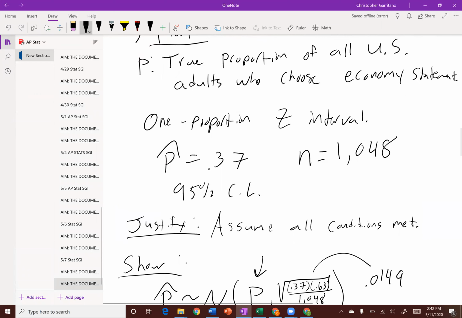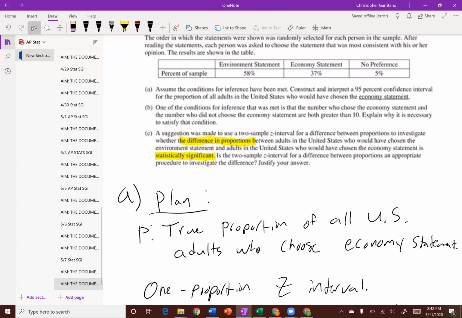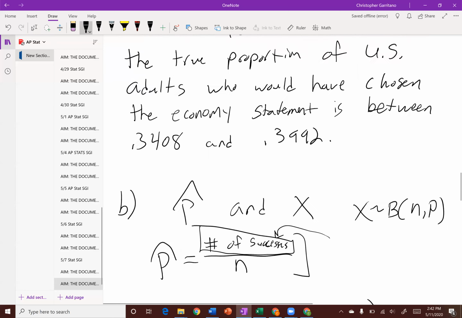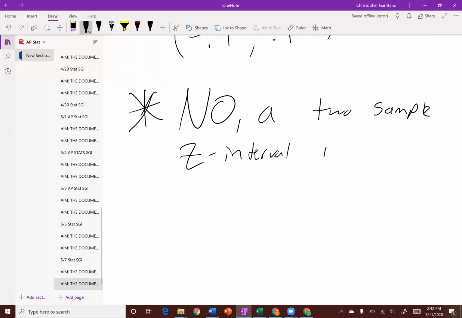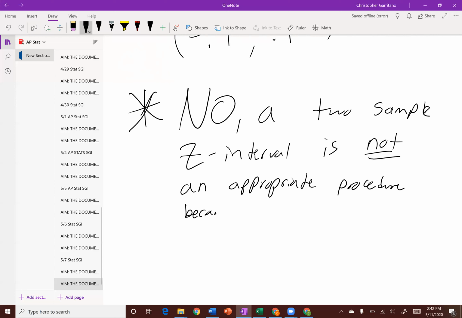Let me go back and just reread the question. So the question really is, is a two-sample Z interval for difference between proportions an appropriate procedure? No. A two-sample Z interval is not an appropriate procedure because the parameters are dependent on each other.